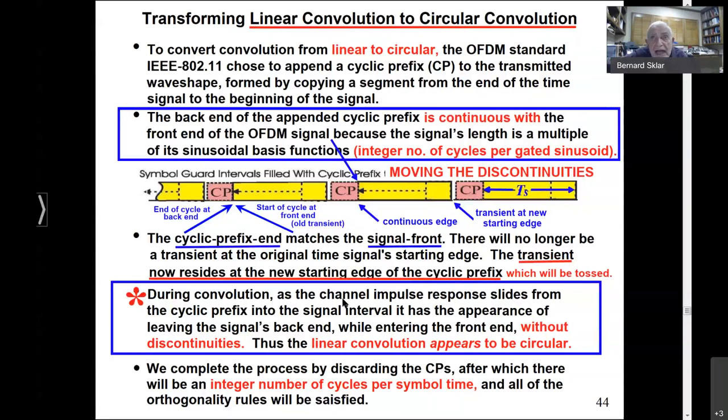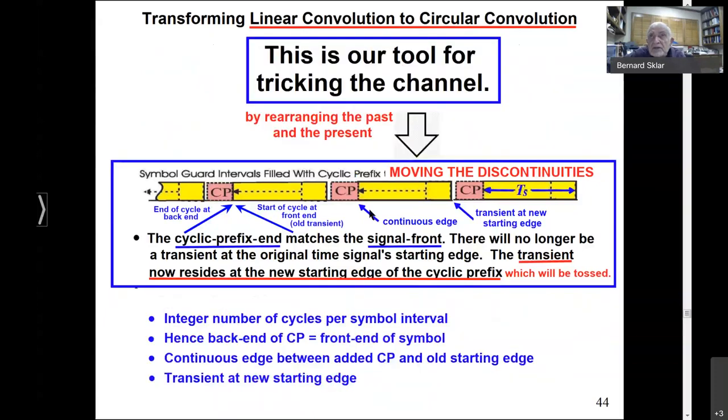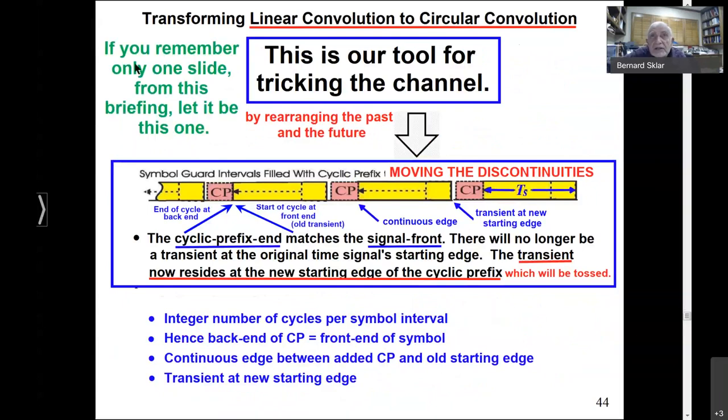So notice during convolution, as the channel impulse response slides from the cyclic prefix into the signal interval, it has the appearance of leaving the signal's back end while entering the front end without any discontinuities. Thus, linear convolution appears to be circular. This is the truth. And notice my little statement here: if you remember only one slide from this briefing, let it be this one. This is the magic of when we say that OFDM, by manipulating sinusoids as its main function, is doing something that we think of as impossible.